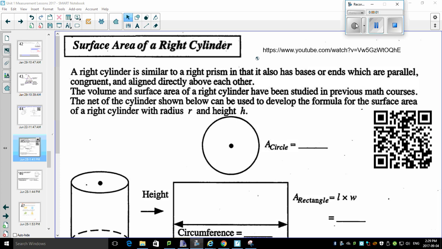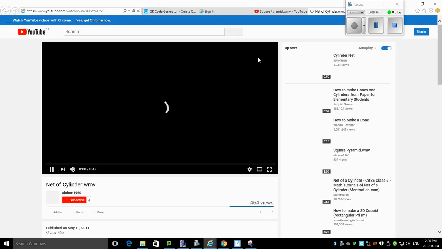Our next step, write cylinders. Okay, so basically we're looking at a soup can. That's what we're looking at. And I've got a beautiful video again from the same guy I had before, which shows you how to make a net out of a soup can, which I think is just so cool.